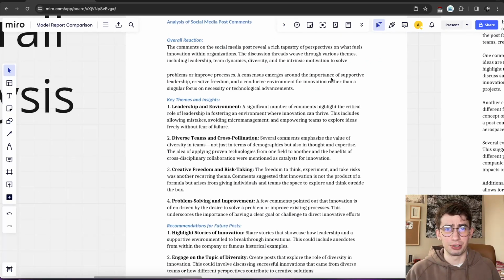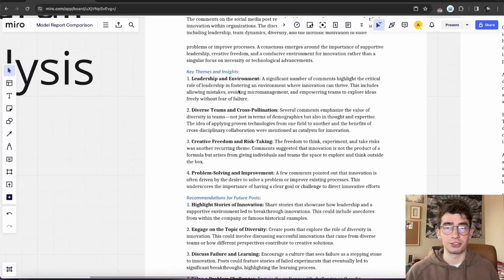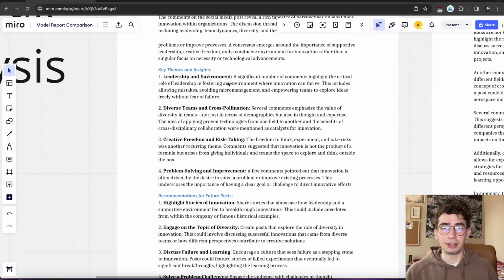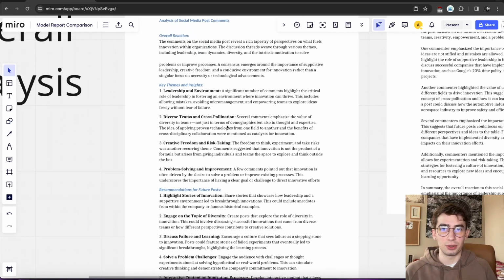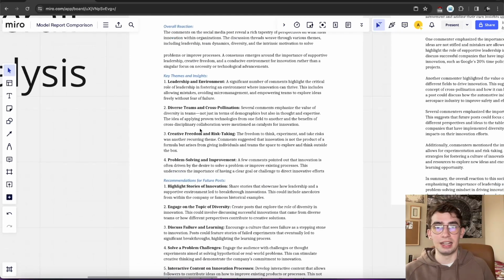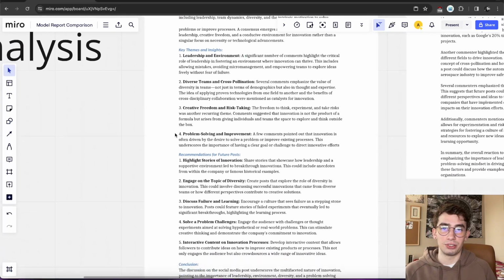Things like, "consensus emerges around the importance of supportive leadership, creative freedom, conducive environments for innovation, rather than focusing on necessity or technological advancements." It then gave me some clear insights into the key themes, things like leadership and environment, with some pretty good descriptors as to what the comments were actually talking about. Things like, "comments emphasize the value of diversity in teams, not just in terms of demographics, but also in thought and expertise," the idea of applying proven technologies from one field into another, and cross-disciplinary collaboration. So pretty good stuff here, I would say.